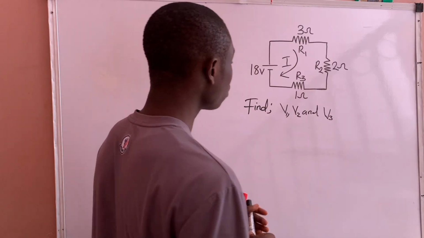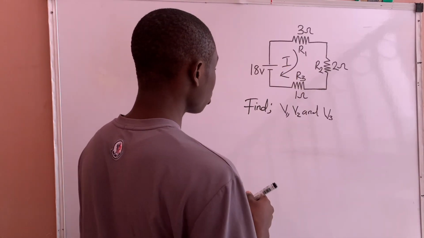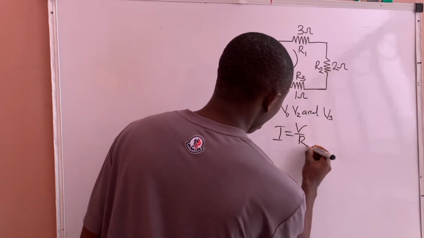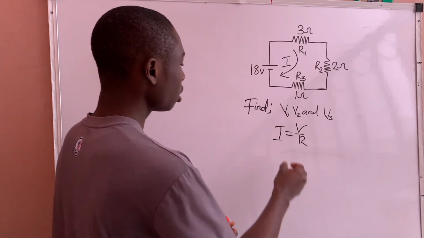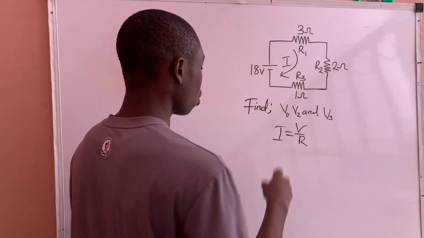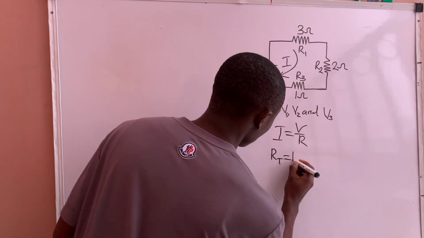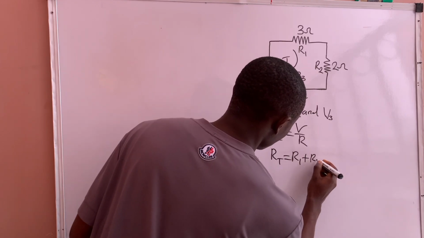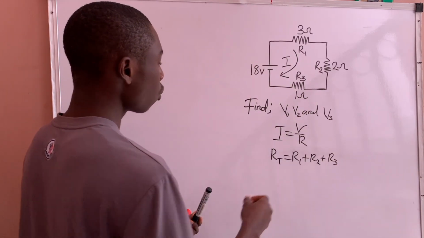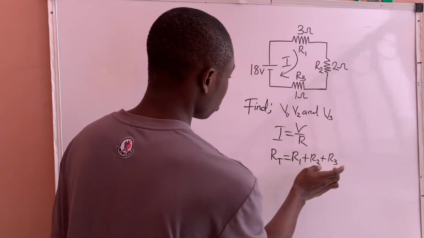For us to find the voltage drop, we must first know the circuit current, which is I, given by V over R. And for us to find the circuit current, we must first calculate the total resistance of this network, which is given by R total equals R1 plus R2 plus R3. So we substitute the values of the individual resistances into this formula.